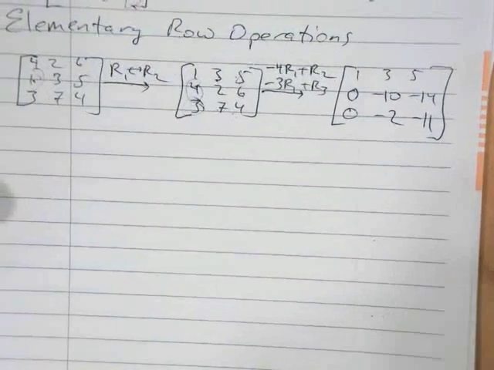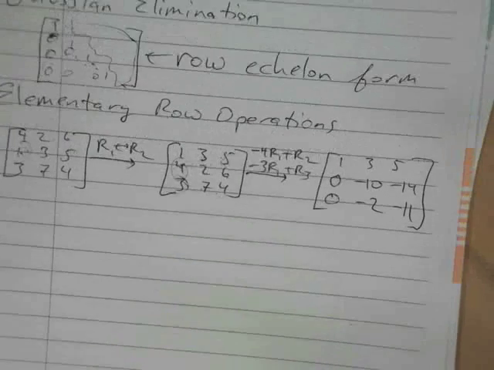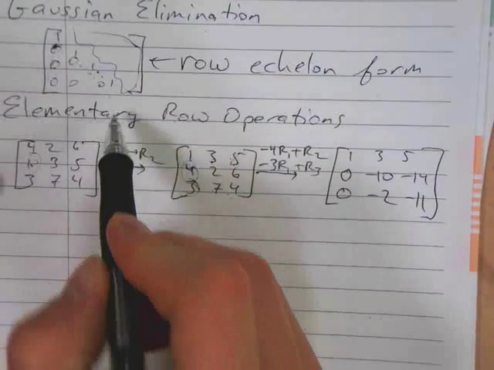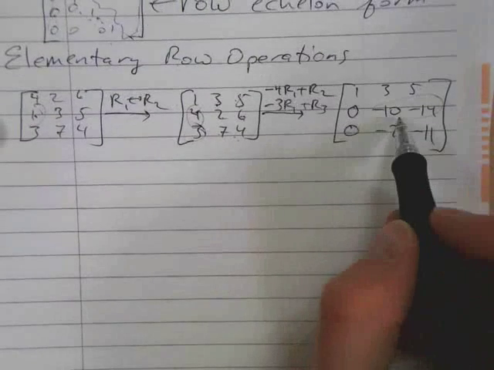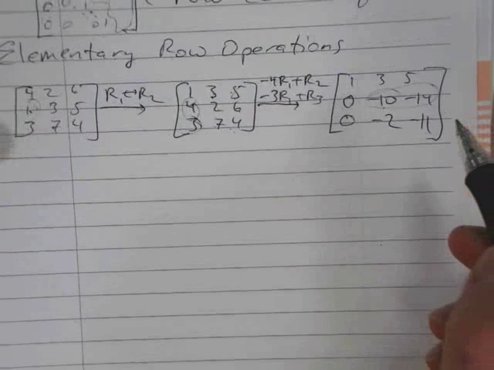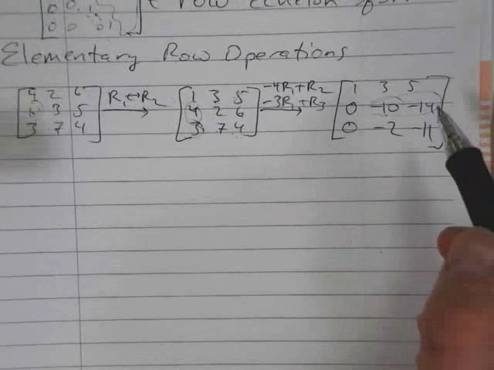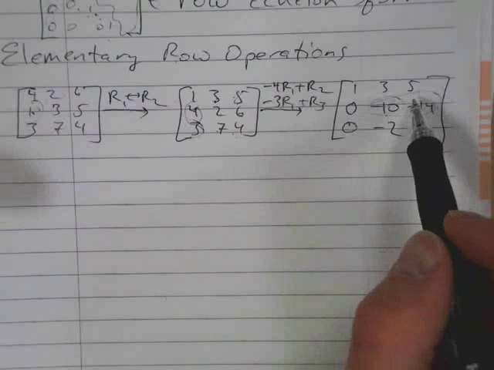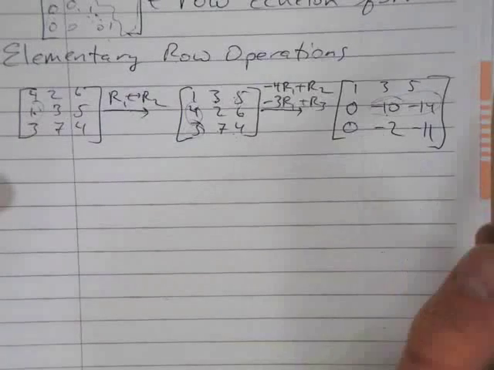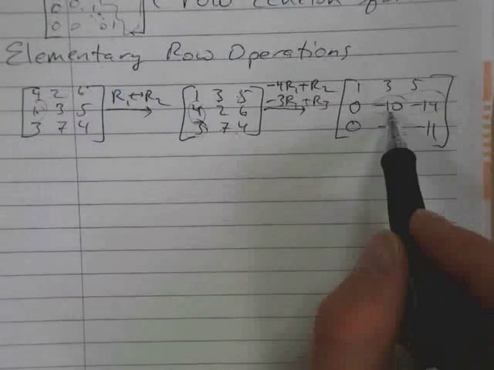All right. Now also, in order for a matrix to be in row echelon form, we need to have 1s on the diagonal. So here, I have a negative 10, and I want to make that a 1. Now it's your choice. You can do that at this step, or you could do it after this step. I think it's easiest just to.